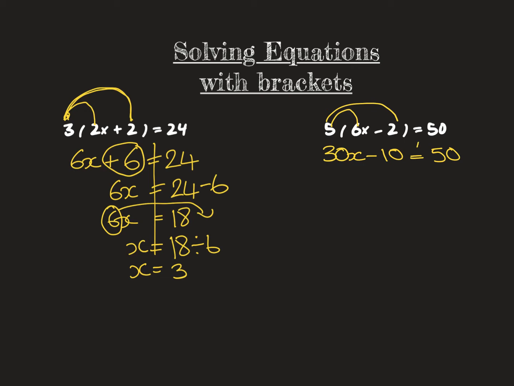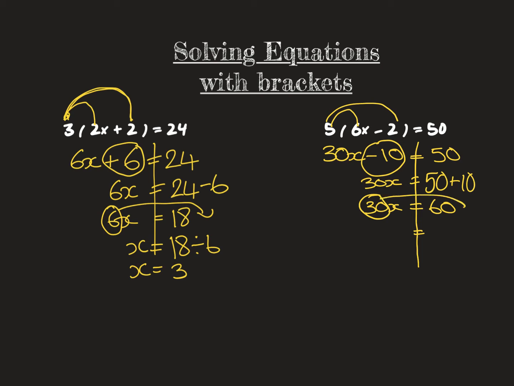Now we're going to use that rule of change side, change sign. So the minus 10 is going to go to the other side and become a plus. So on the right-hand side, you're going to have 50 plus 10. And then the 30x is still on the left-hand side, so we'll leave that there. So 50 plus 10 is 60. And we'll still get 30x on the left. Now I'm going to bring the 30 over, and that means 30 times x. So whenever I bring it to the other side, it's going to have to be a divide by 30. So I'm going to do 60 divide by 30. x is now on its own on the left-hand side, and 60 divided by 30 is 2, so x is equal to 2.